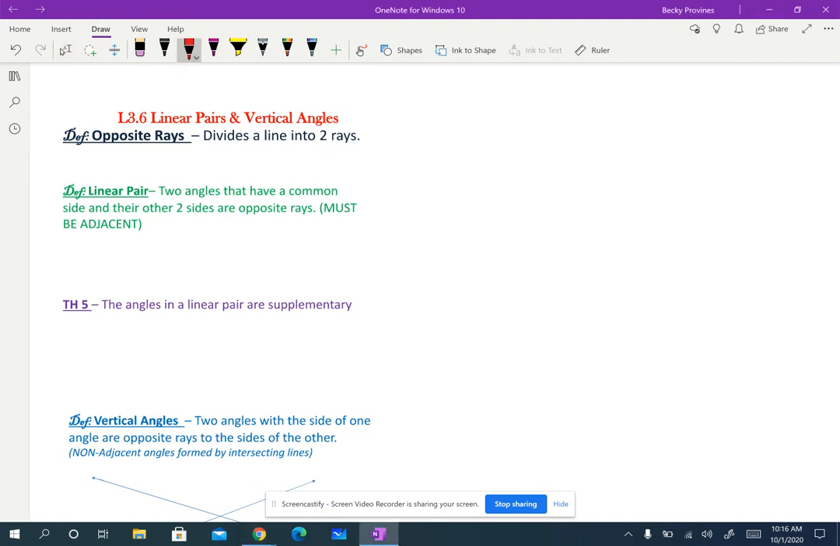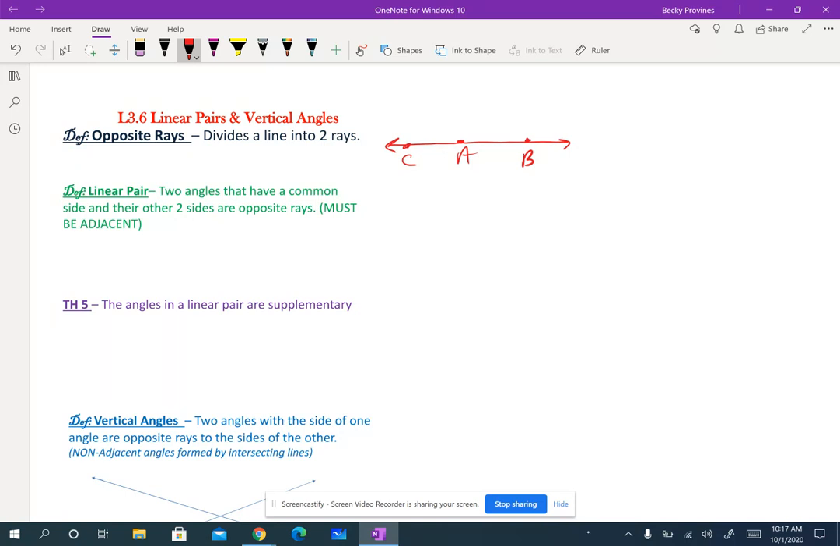So we're going to start with the definition of opposite rays. Let's draw a ray. You start with the endpoint and let's just go to the right. Let's name this A, B. Now an opposite ray would start at the endpoint and just go in the opposite direction.